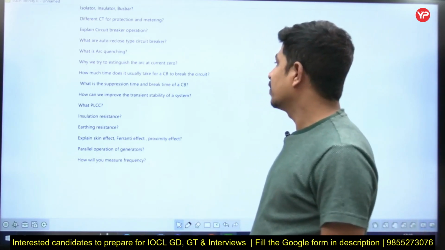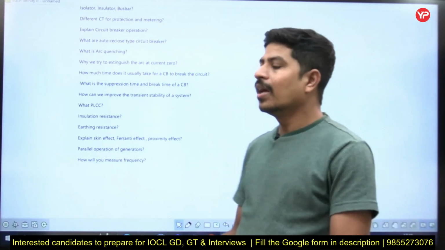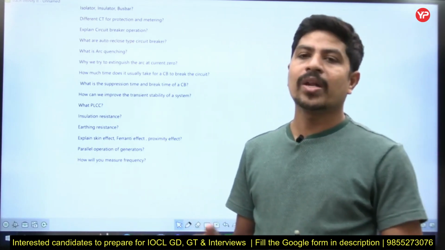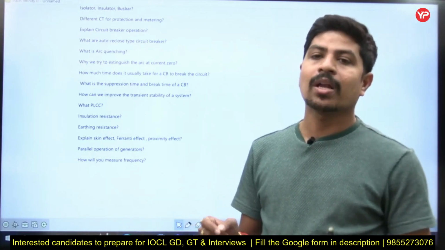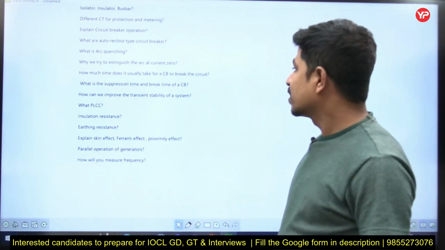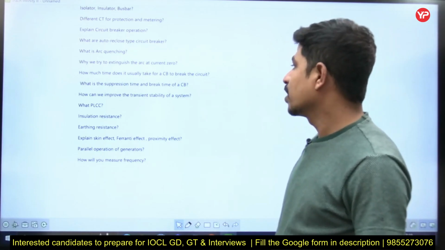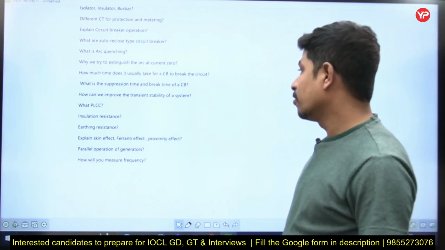Next, how much time does it usually take for a circuit breaker to break the circuit? So the question is about the operating time of the circuit breaker. Next, what is the purpose? What is the suppression time and break time of a circuit breaker? The next question is how can we improve the transient stability of a system?